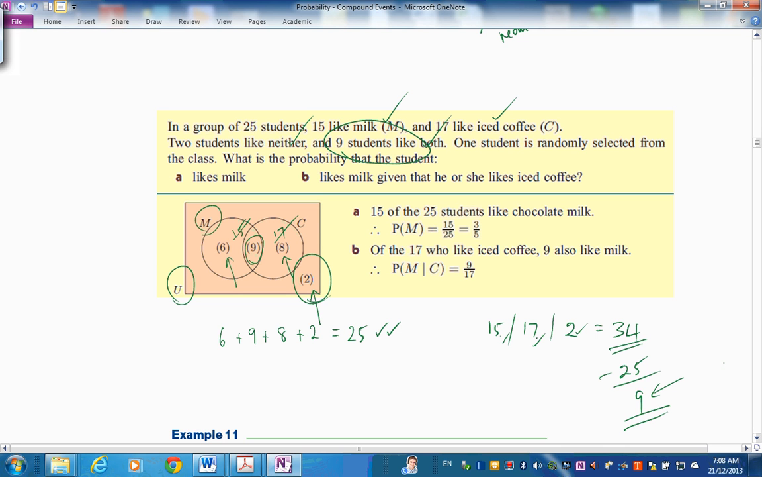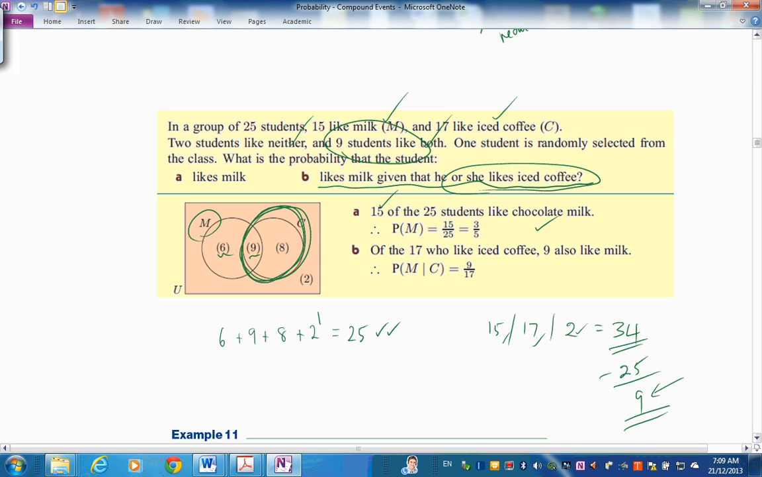Now, what about likes milk? We've got 15 of the 25 students. I'll just tidy this up a bit. So that's this group here. Milk are any of these, so it's 15 out of 25. Of the 17 who liked iced coffee, what is the probability that someone likes milk, given that he or she likes iced coffee? Given that, that's conditional. So we've got to reduce the sample space. We've got to go just to iced coffee. That's this one. We can only play in here.